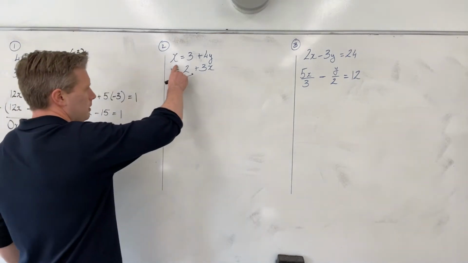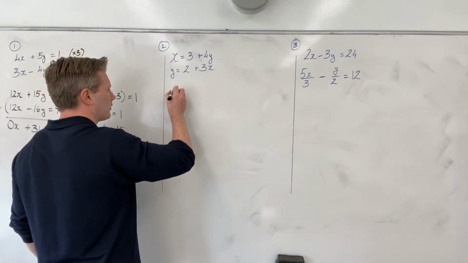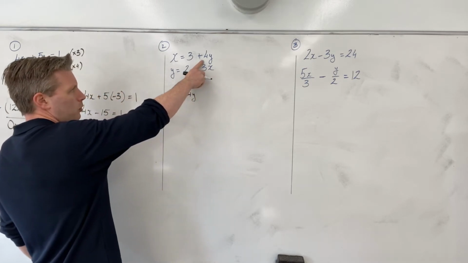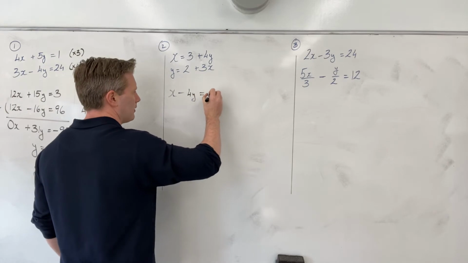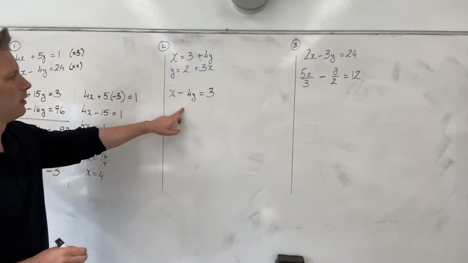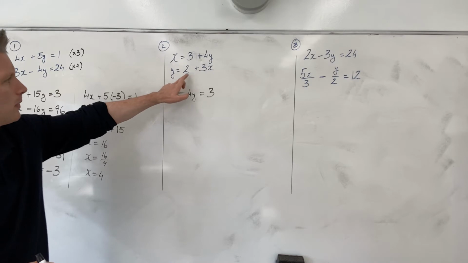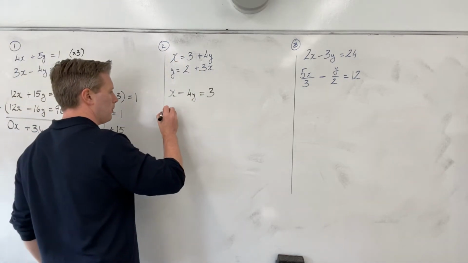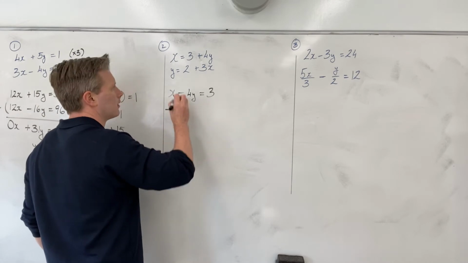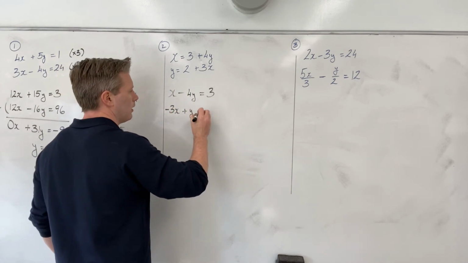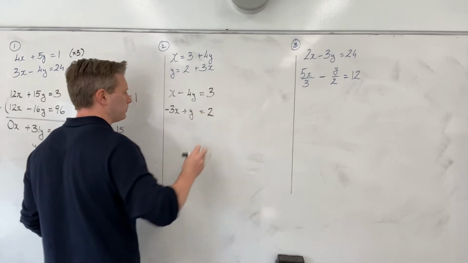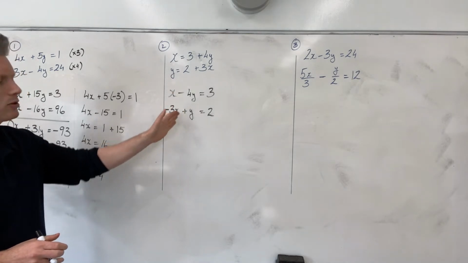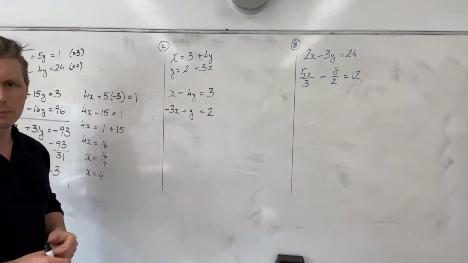So my first equation up here is going to become x minus 4y. All right, so I'm subtracting 4y to the left-hand side. And that's equal to 3. And my second equation, if I bring over my x term, my y term is already on the left-hand side. That will become minus 3x, I have plus y, and that is equal to 2. Okay, now that I have my x terms and my y terms on the left and my constant terms on the right, I'm going to proceed.